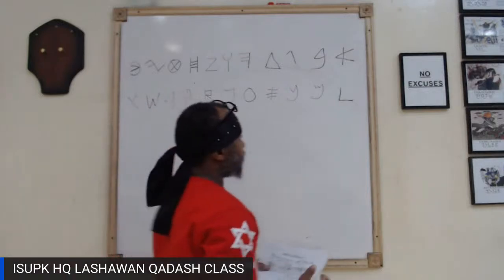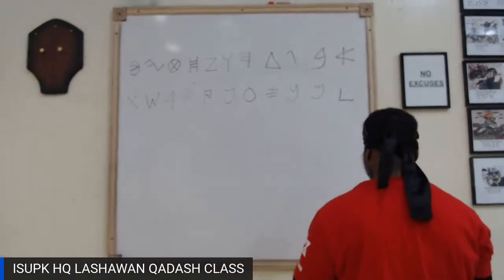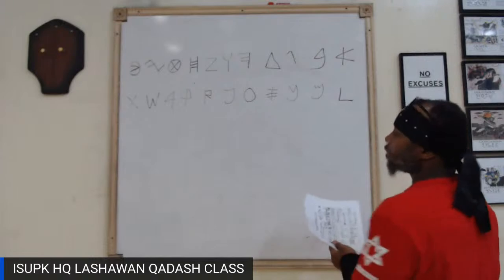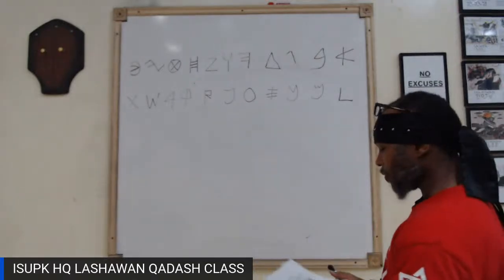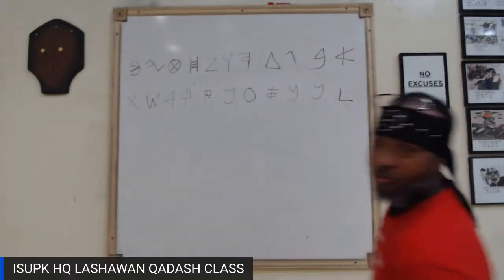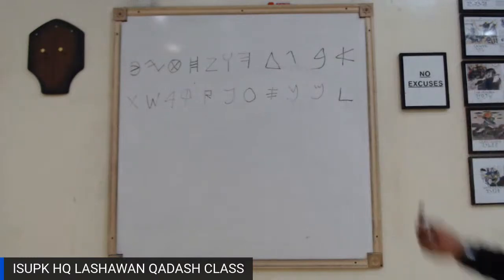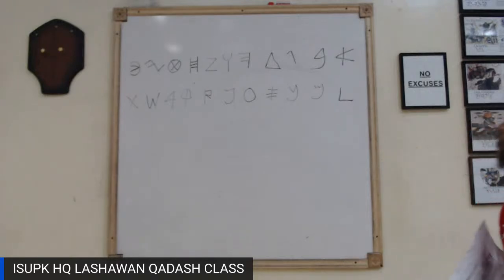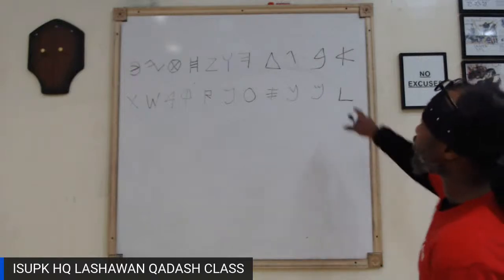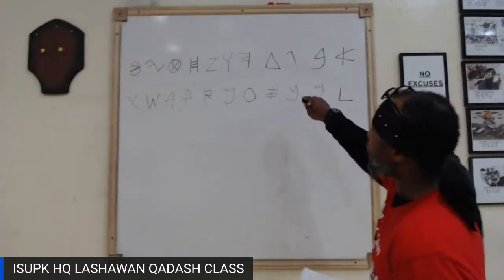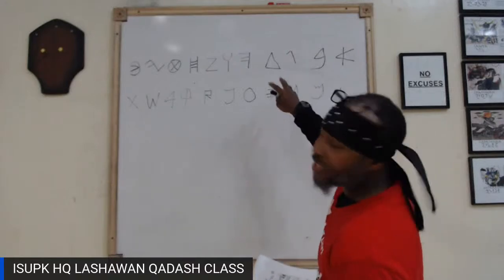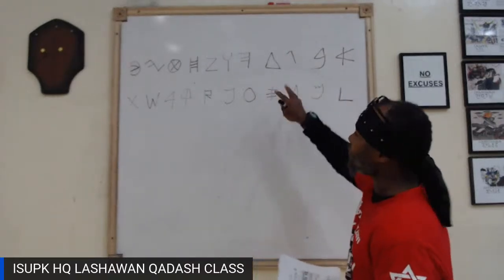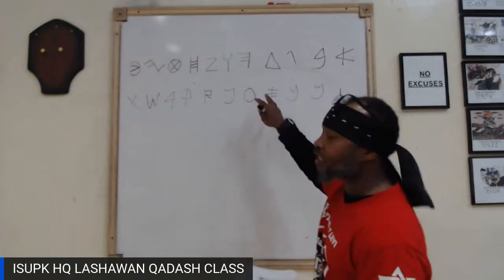All right, I'm going to give you about 30 seconds so you can look at it. So before, you know what I'm saying, write it down. Right now, I'm going to start giving you the sounds of the ancient alphabet. This is the ancient alphabet of the Israelites, of the 12 tribes of Israel. This is our ancient alphabet, the ancient Hebrew.